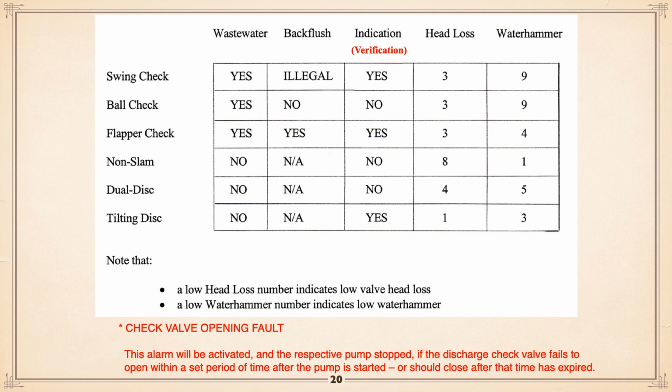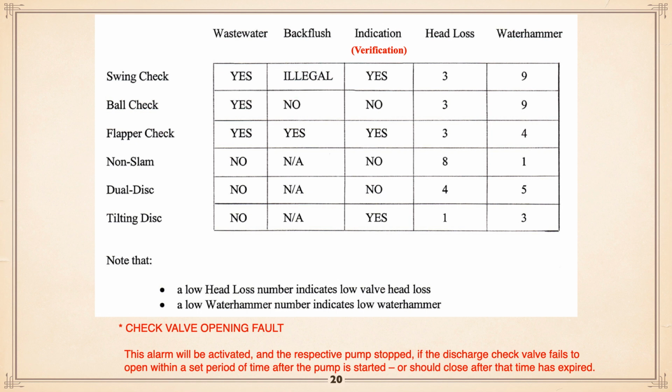You notice the non-slam, and right next to that is water hammer, resistance to water hammer. And as you can see, the non-slam are very resistant to water hammer, probably the best of the bunch, but man, do they have head loss. The tilting disc is very good. Head loss is very low, and water hammer is not bad at all, and you can pick your way through that chart as you want.